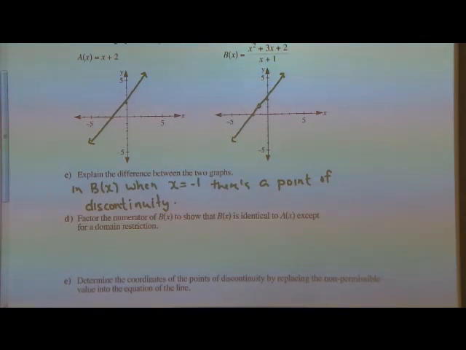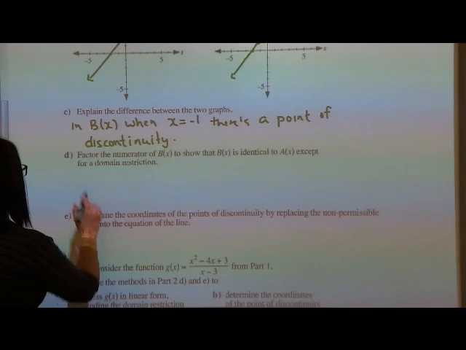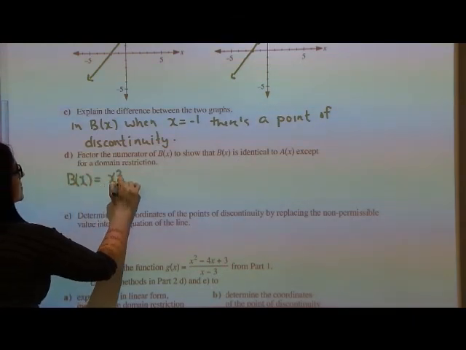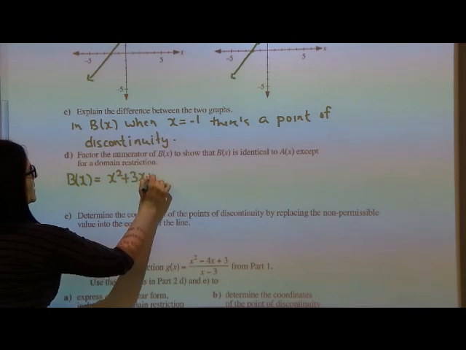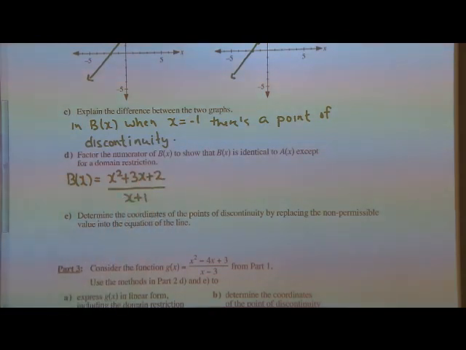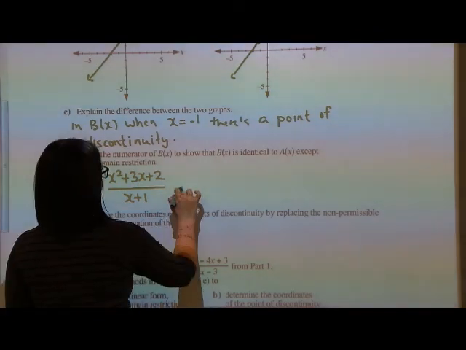So we're going to take a look at b of x: x squared plus 3x plus 2 over x plus 1. Can we factor the numerator? Two numbers that multiply to 2 and add to 3? x plus 2 and x plus 1.